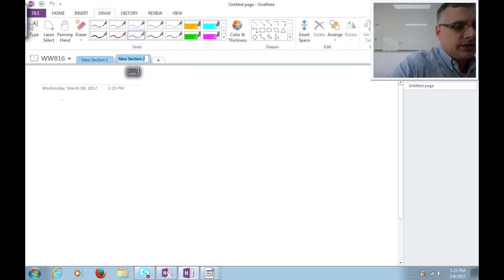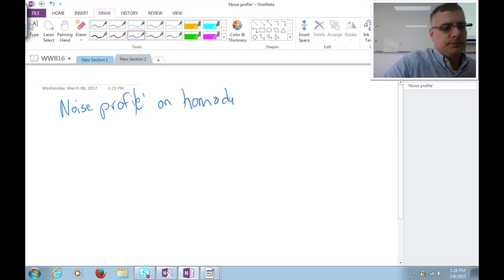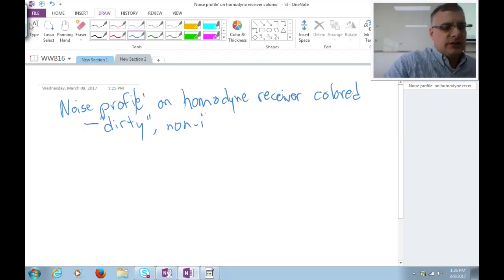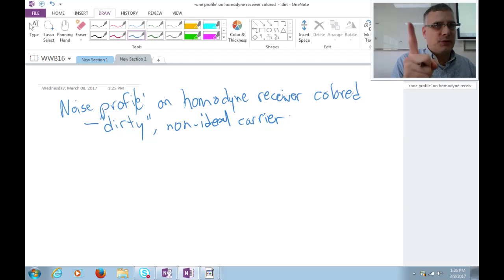And it turns out that we get a noise profile when a homodyne receiver is colored, and that's due to a dirty non-ideal carrier that is a sine wave with some skirts, because the phase of the sine wave is wandering around through time. Even if we think we've got a perfect oscillator, we never have a pure spike in the frequency domain. There's always some skirts, as the source is actually a little bit dirty. And some of that noise falls through our system.